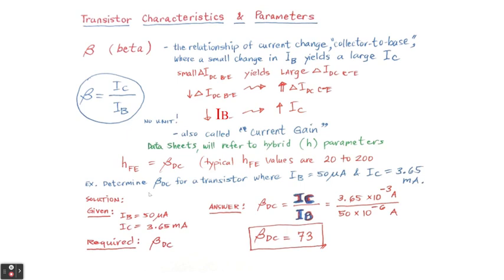Now, let's say we want to determine the beta of a transistor, and we are given IB of 50 microamperes and IC of 3.65 milliamperes. It's so easy. Just divide the IC by the IB, but be careful with the units. The 3.65 is in milliamperes, so you have to express it as 10 to the minus 3, while the 50 microamperes is expressed as 10 to the minus 6. And we will get the answer of 73 without any unit. So this is for beta.